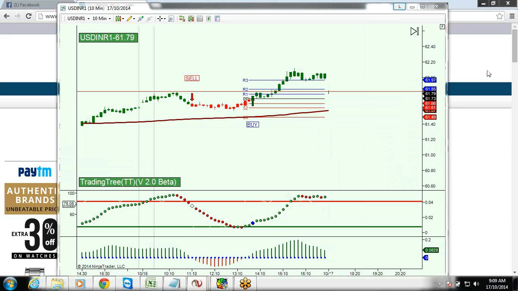There is a sell call in JPY INR1. There is a sell call in USD INR1. So we have a sell call in USD. We have a sell in Japanese yen.